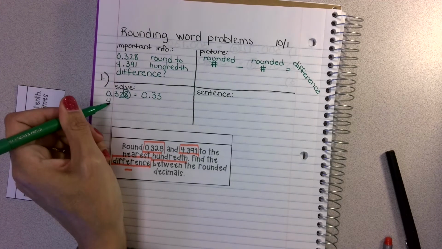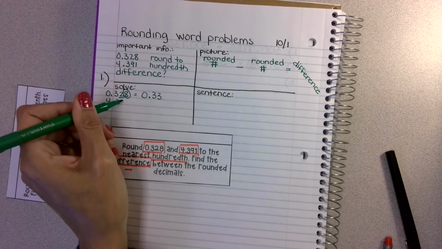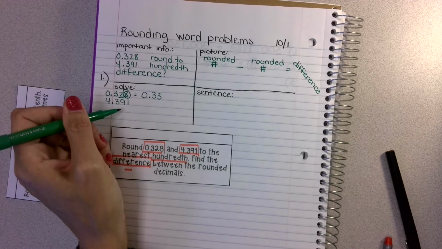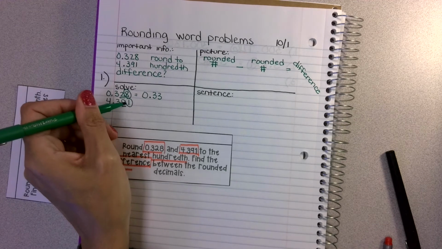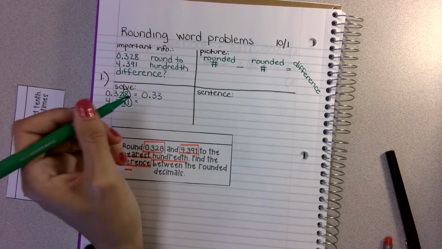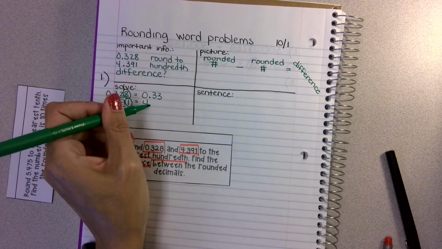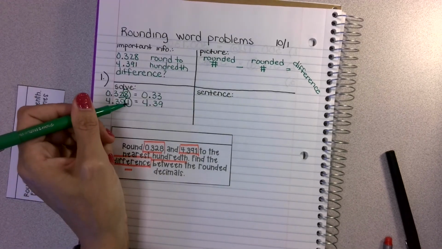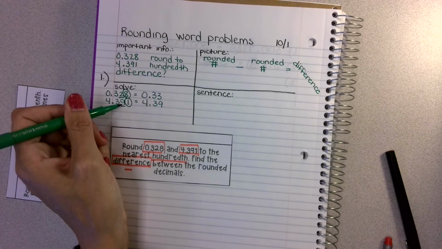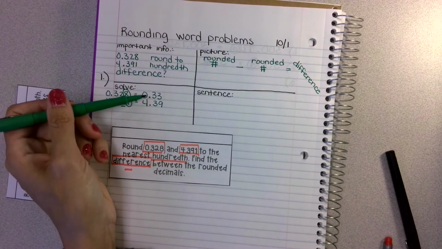Then the next one is 4 and 391 thousandths, and I'm rounding to the nearest hundredth. So my 1 is going to tell me what I need to do. So it's going to be 4 and 39 hundredths, because that 1 tells me to keep that 9 the same. So here's my 2 rounded decimals.